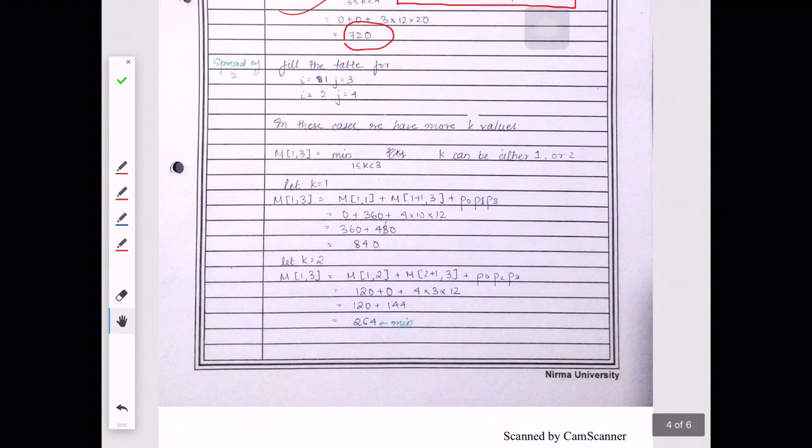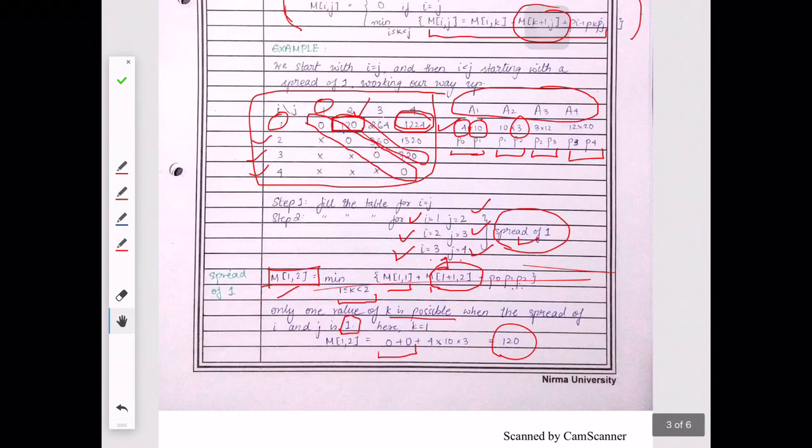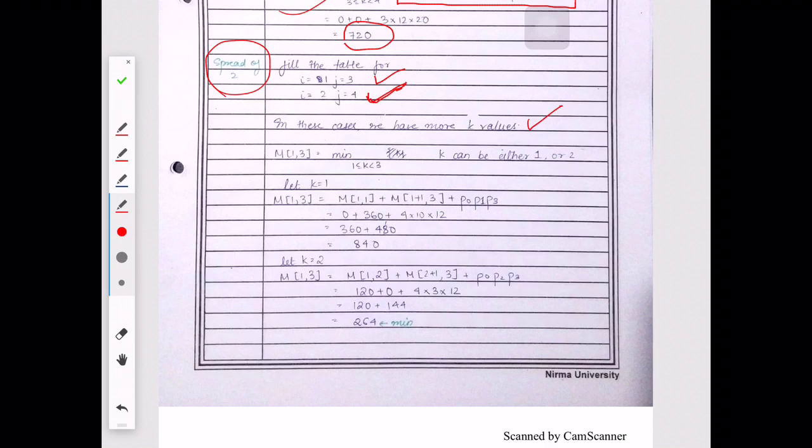proceed for a spread of 2. Now this would mean that the value of i and j differ by 2. That is, we would go for the position when i is 1 and j is 3, when i is 2 and j is 4. These two, because we know that there are only two values possible in this diagonal. So let's calculate that. In these cases, we would get more k values, and you will see why.